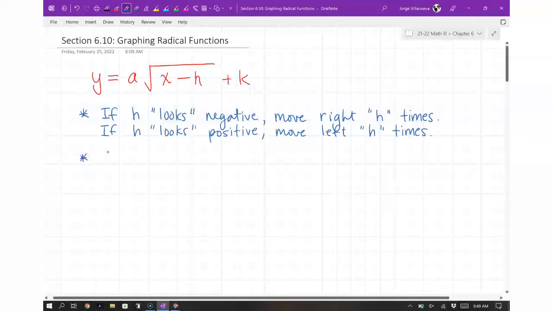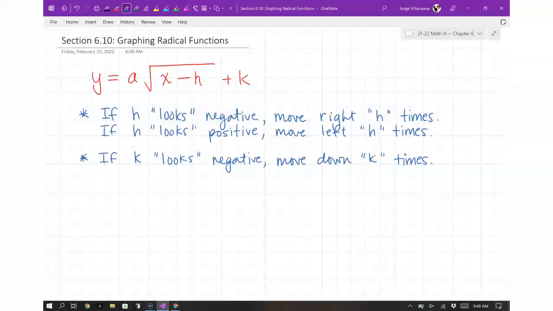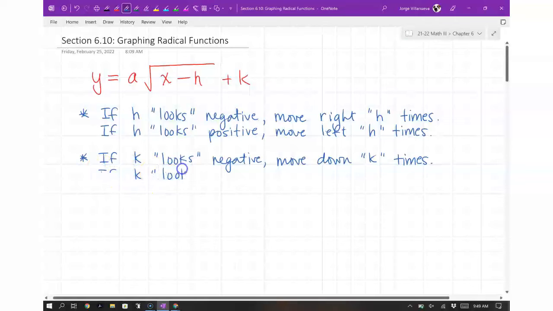Now, the k. So if h makes you go left and right, what does k make me do? Up and down, right? So if k looks negative, move down k times. So if there's a -3 at the very end, then go down 3 times. Okay? If k looks positive, move up k times.